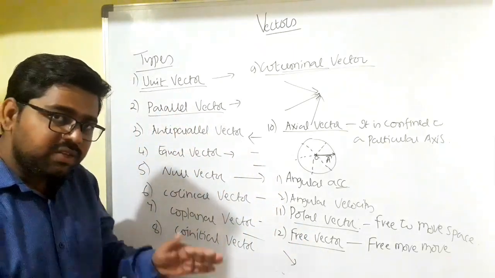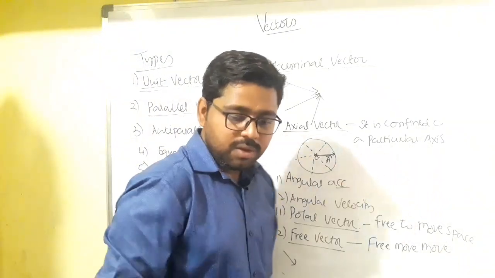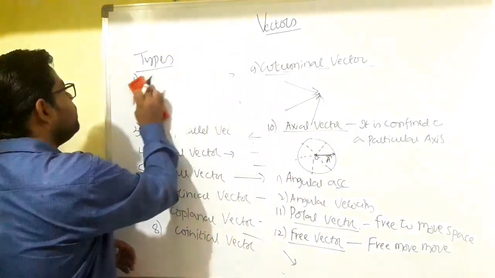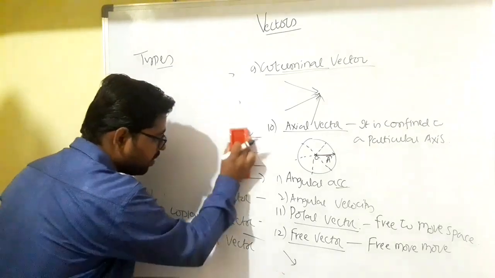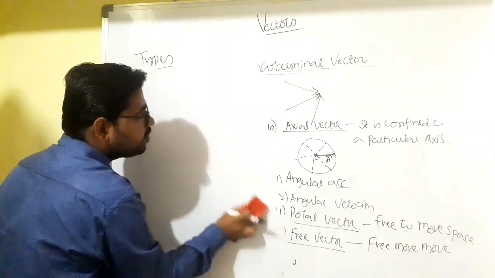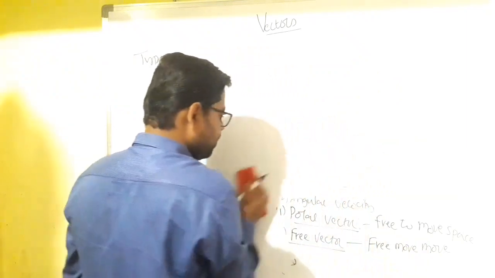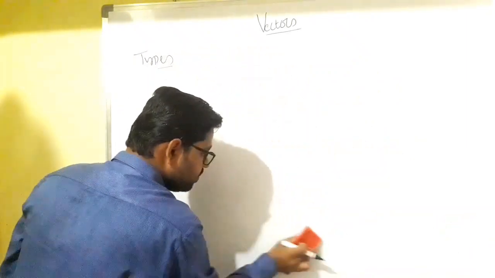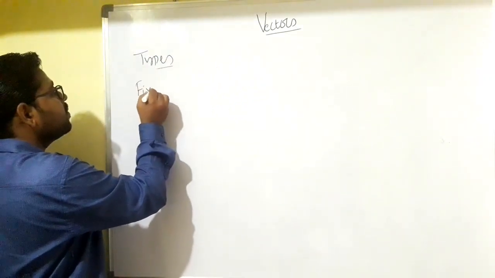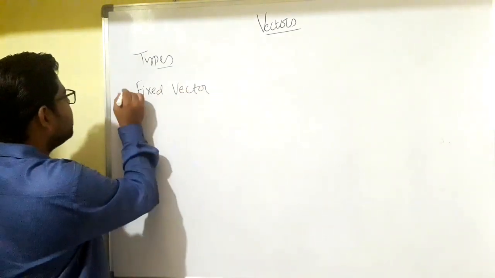What is a fixed vector? It is fixed to a particular location, a point. We cannot take it from one point to another point. Such vectors are called fixed vectors. Let's write fixed vector here.